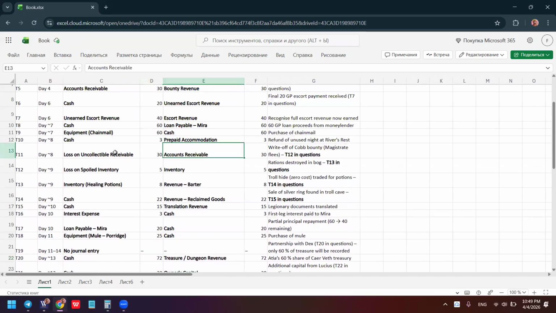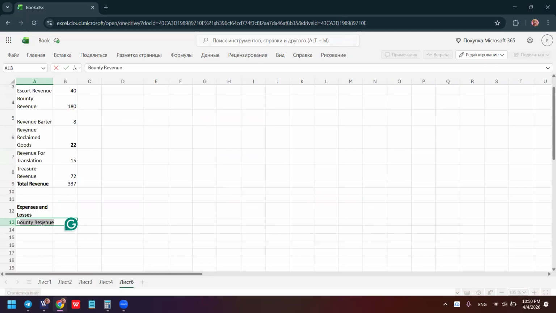This one, it's this one. So, loss on uncollectible receivable. When I was writing it, I made it a bit complicated. Basically, what it means is just a bad debt. In the story, she gave a debt and she didn't get the money back. And what we can say is just bad debt.